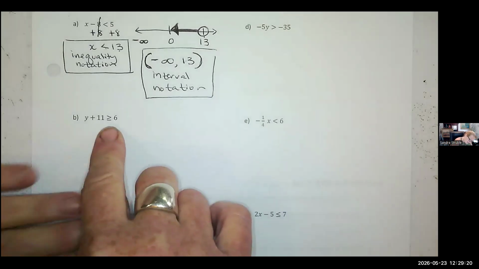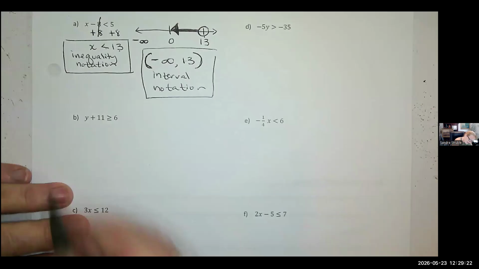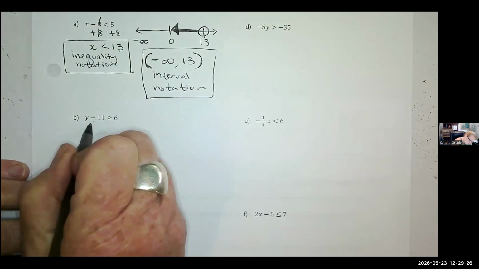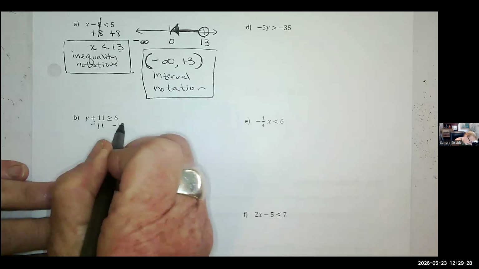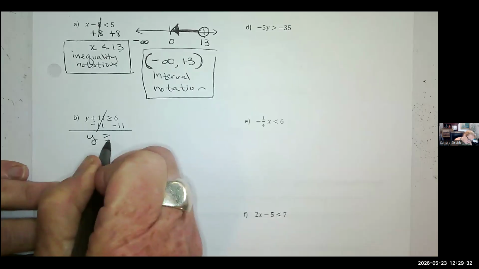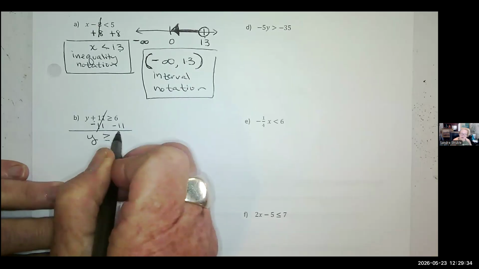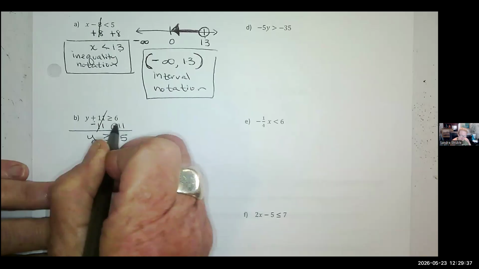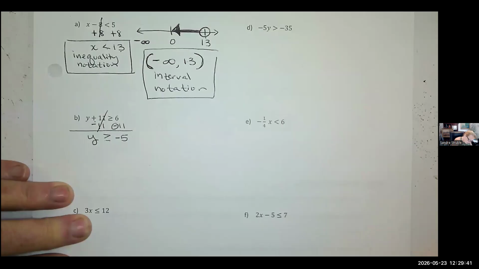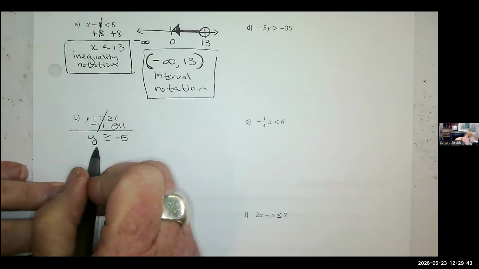So y has 11 added to it. To get rid of that 11, we need to subtract 11 from both sides. This is gone. We've got y is greater than or equal to. The signs are different, so we subtract them and take the sign of the larger number, or use your calculator, 6 minus 11. Either way, this is your inequality notation. Let's do the graph.